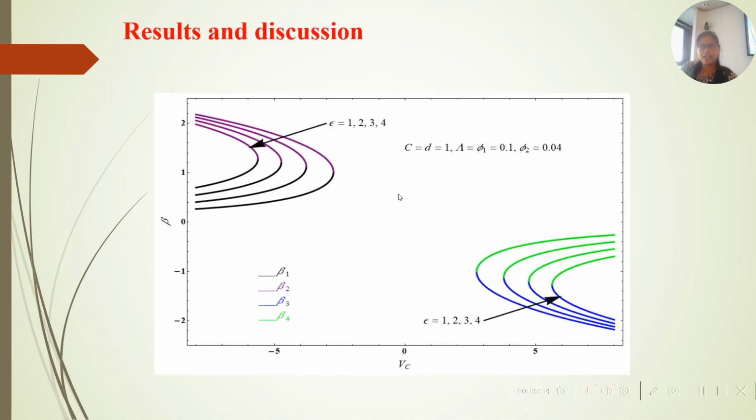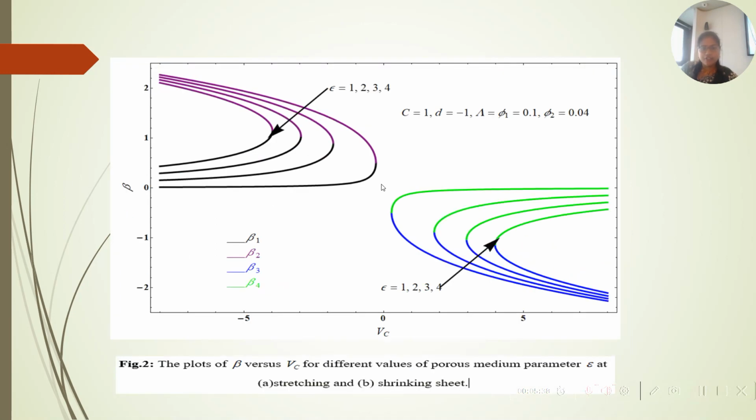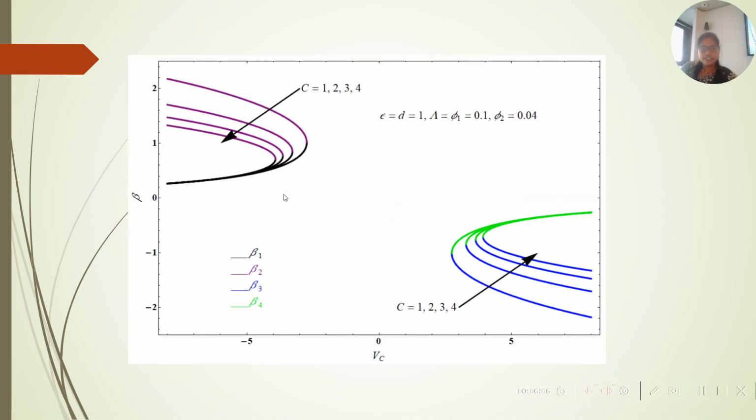This figure is drawn under the stretching sheet condition. Then this graph indicates the solution domain beta versus mass transpiration Vc for various values of the porous medium parameter under the shrinking sheet condition. Here also we observe that for the roots beta 1 and beta 3, the domain increases with the porous medium parameter, but it decreases for the roots beta 2 and beta 4. And this graph represents the solution domain beta versus mass transpiration Vc for various values of the couple stress fluid parameter. Here also for beta 1 and beta 3, the domain increases with the couple stress fluid parameter, but it decreases for the roots beta 2 and beta 4.